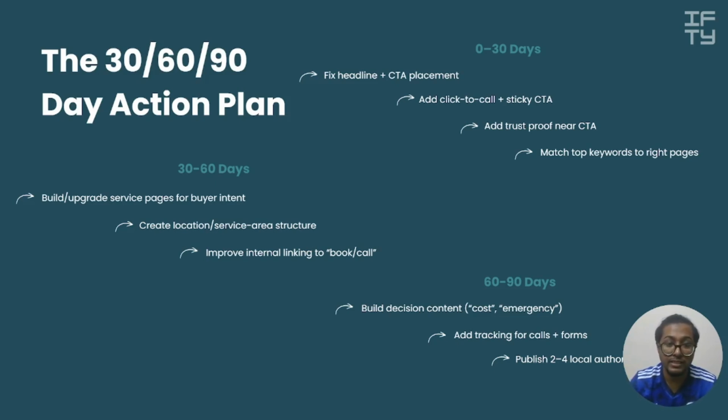And the final phase is build long-term authority. I repeat, build long-term authority. Create decision stage content around cost, emergency services, and local areas. Set up call and form tracking so you can actually measure the results. And the last is publish 2 to 4 local authority posts to build credibility.